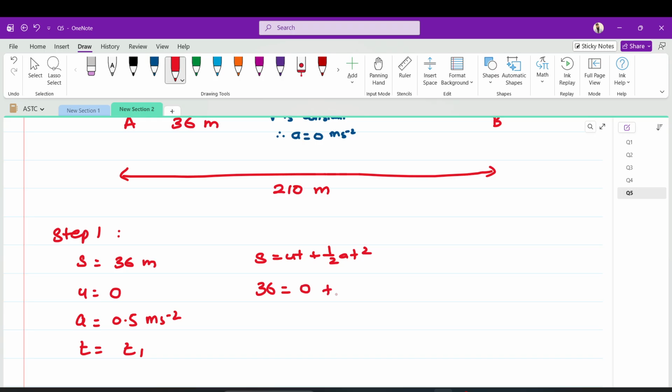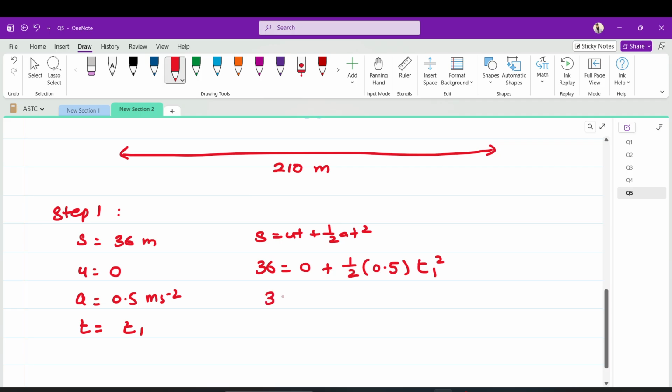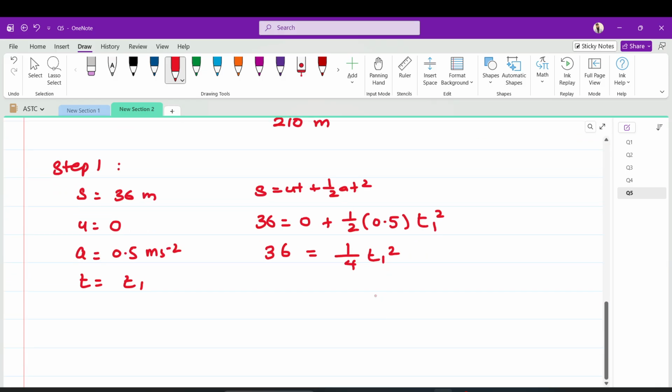36 equals 0 plus 1 upon 2 times 0.5 times T1 squared. So this becomes 1 upon 4 T1 squared. Now what I can do is 36 times 4, and then take the square root. So T1 is equal to square root of 36 times 4. That gives us 12 seconds. So that was our step number one.